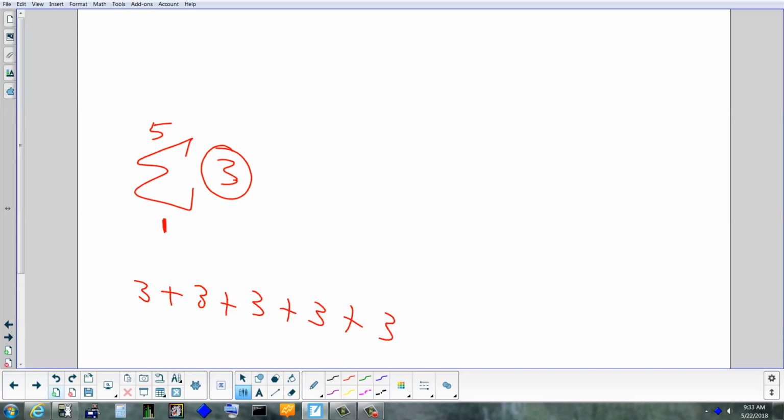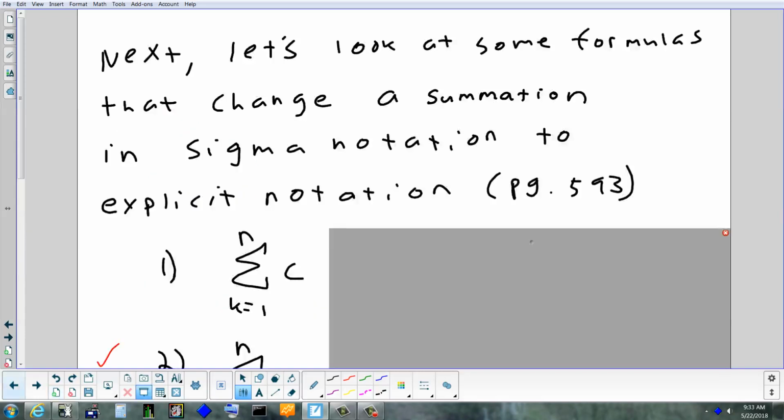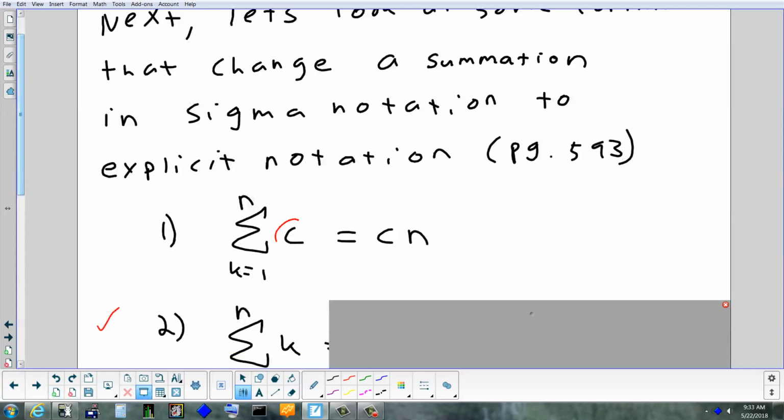How many 3's do we have? We have 5 of them. 3 times 5. That's the answer. So when you're adding up a constant over and over, it's just your constant times your stopping point. C times n. So that's an easy one.